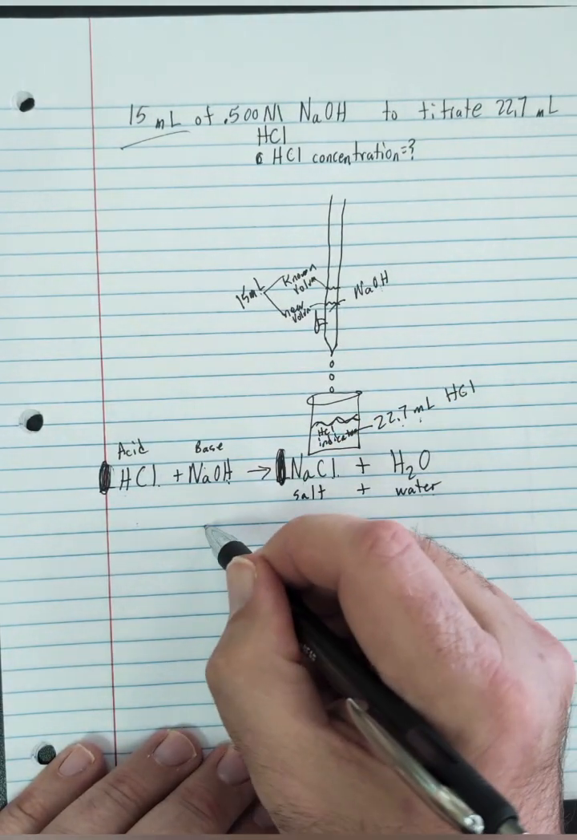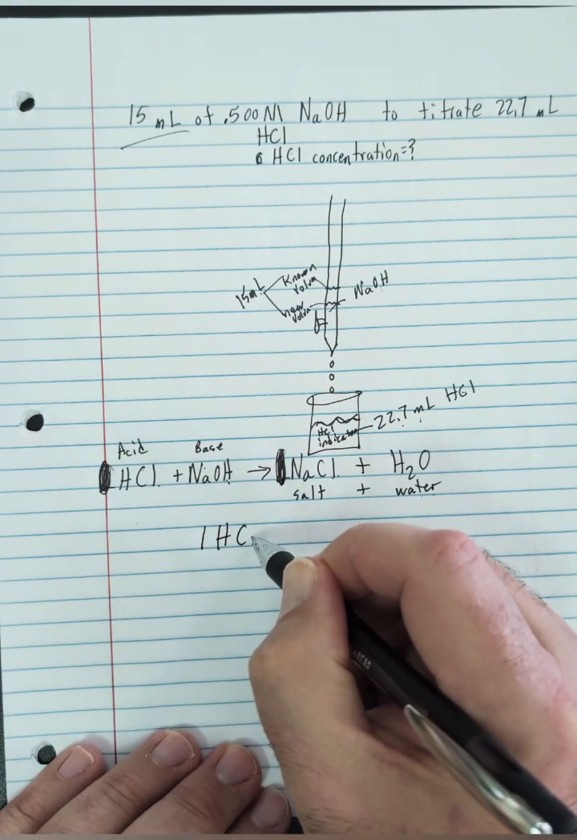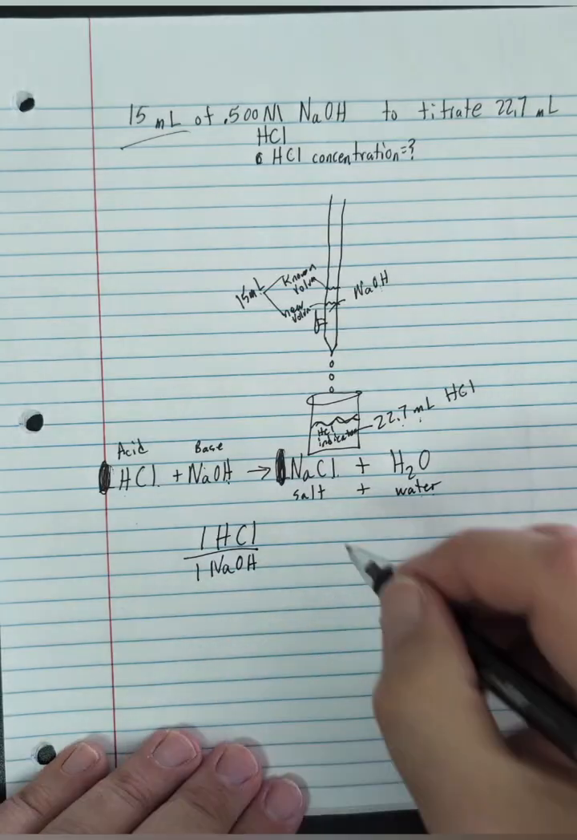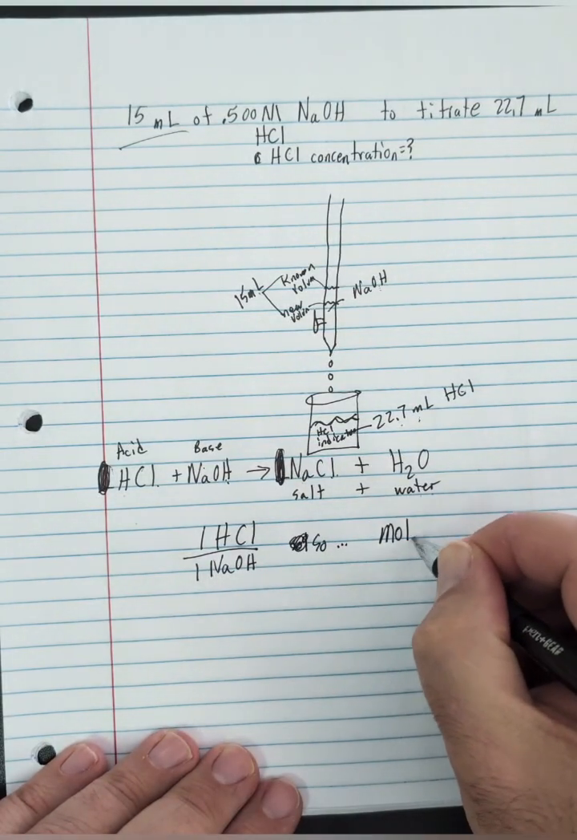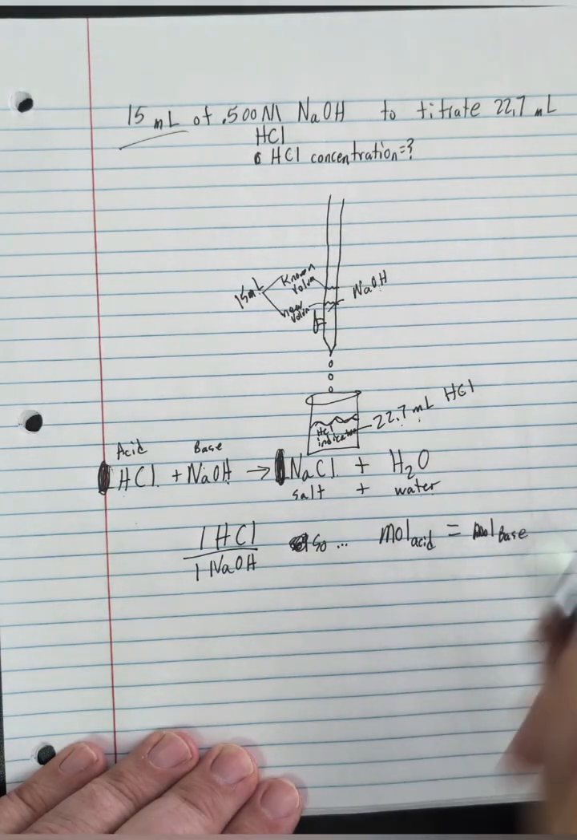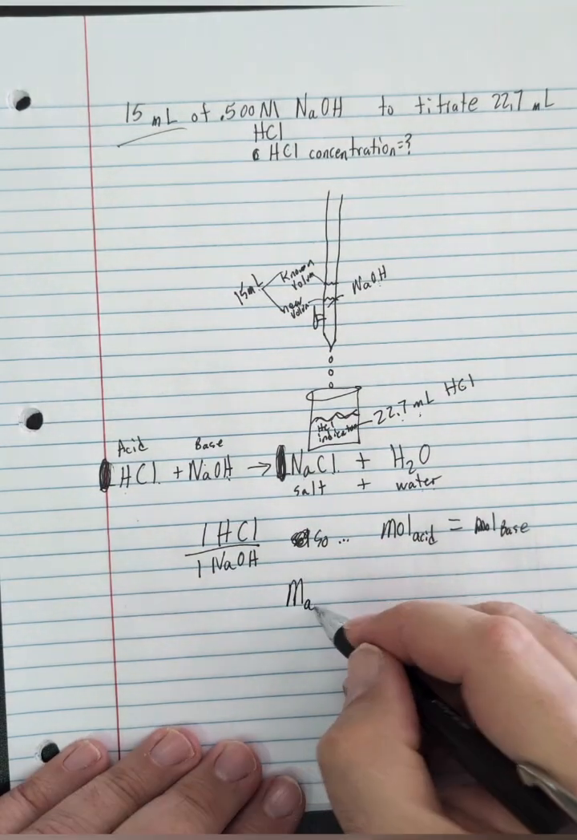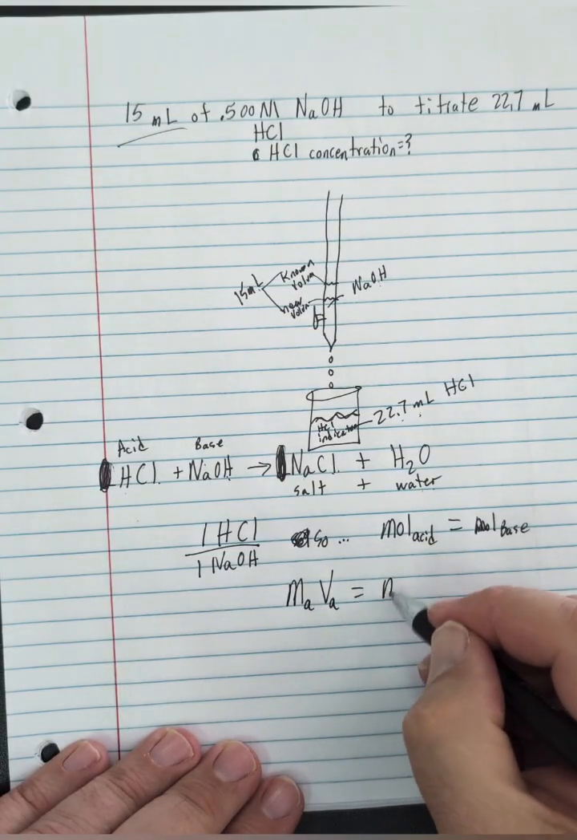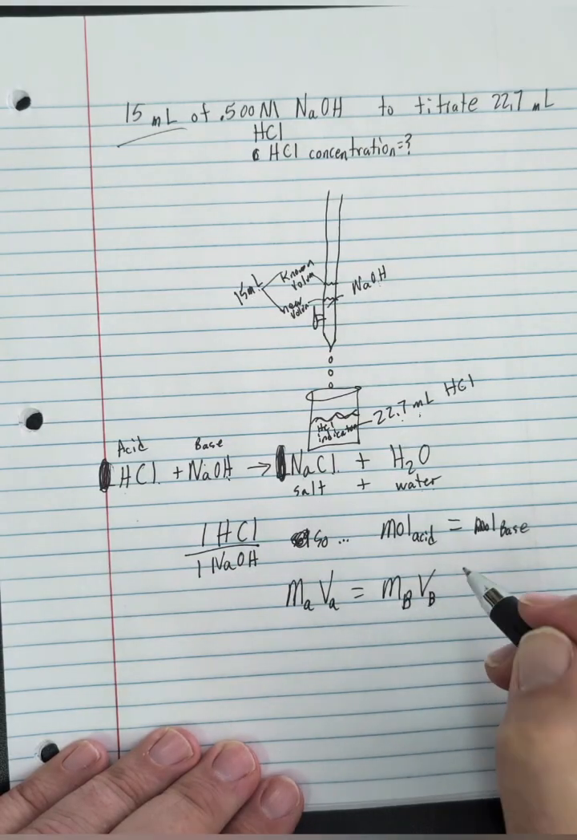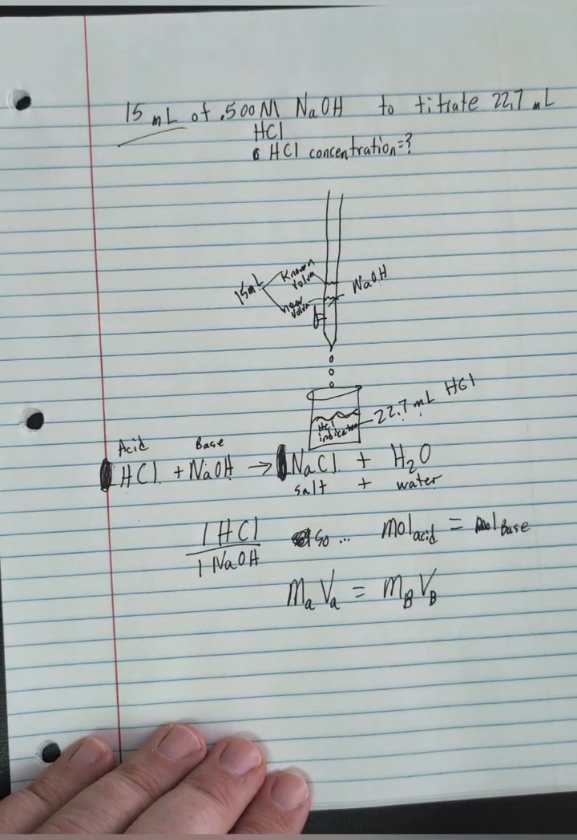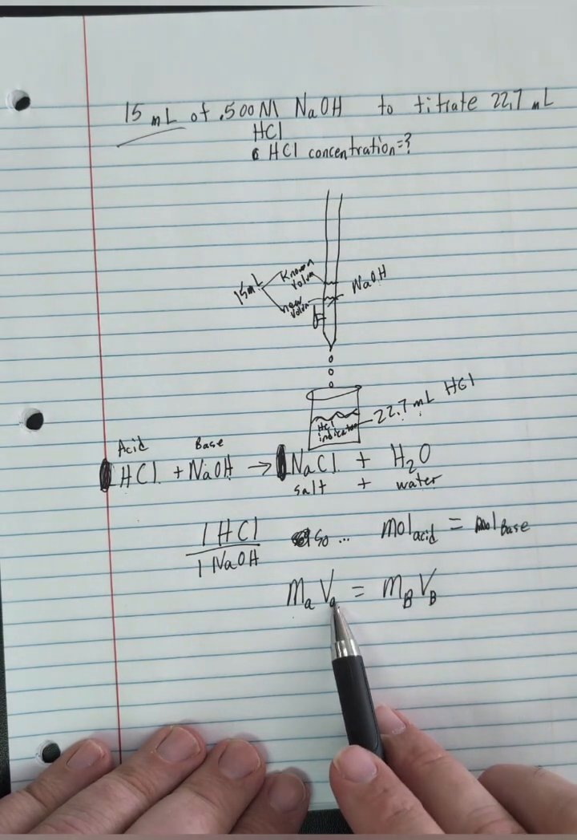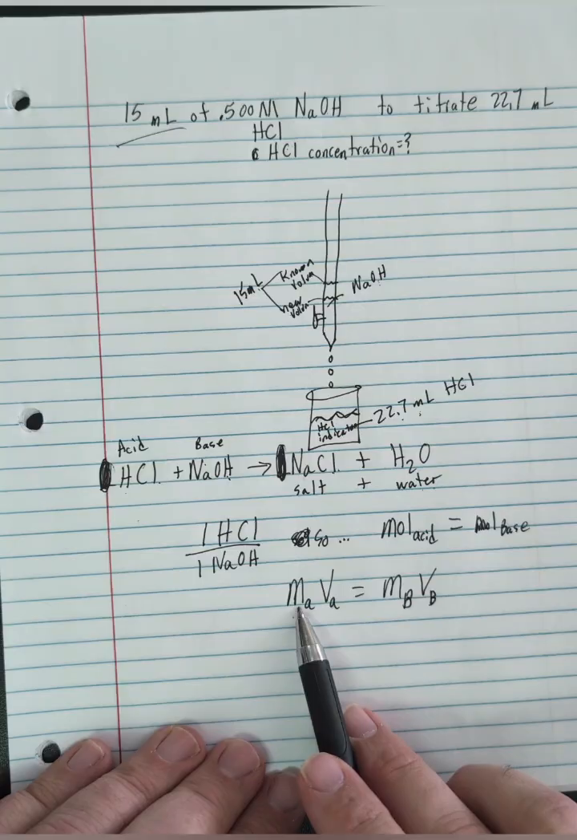That means we get this ratio, 1 mole of HCl for every 1 mole of sodium hydroxide. So the moles of acid equal the moles of the base, okay? So we can use the molarity of the acid times the volume of the acid is equal to the molarity of the base times the volume of the base. Okay, that looks familiar, doesn't it? All right, now we're going to rearrange this for the volume of the acid. No, I'm sorry, the molarity of the acid.